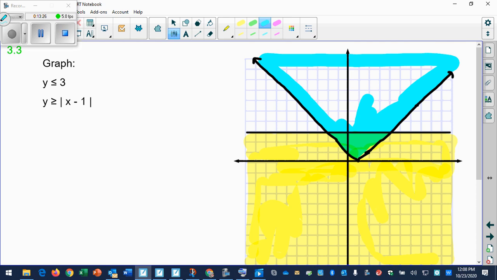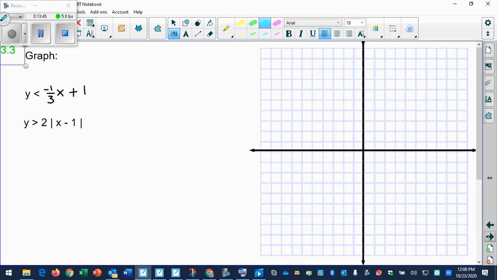So please don't do these assignments on lined paper. Do them on graph paper so that it's really well done. Okay? So what is my solution? Where's my solution at? Right there, on the green. So the green triangle.